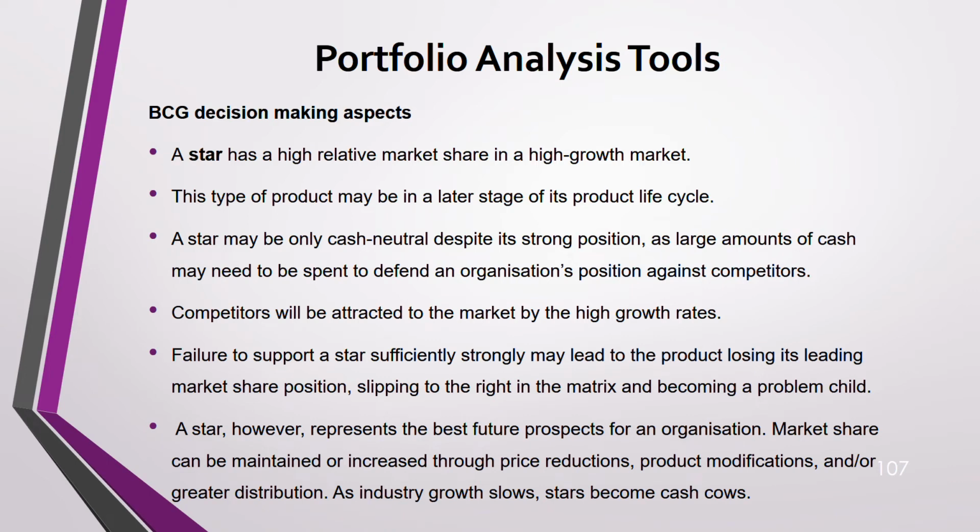A star, however, represents the best future prospects for an organization. If you think about the future, the star is the best. Why? High growth, high market share. Who does not want stars? Either you can maintain the market share or you can increase it further. How? For stars, by more price reduction, product modifications, and distributing it in a greater way. As the industry's growth slows, the star becomes a cash cow. When industry growth slows down, the star today will become the cash cow tomorrow. Why? Because a cash cow means market share is high, but growth is low. So the growth rate is now high; if it becomes low, the star becomes a cash cow.